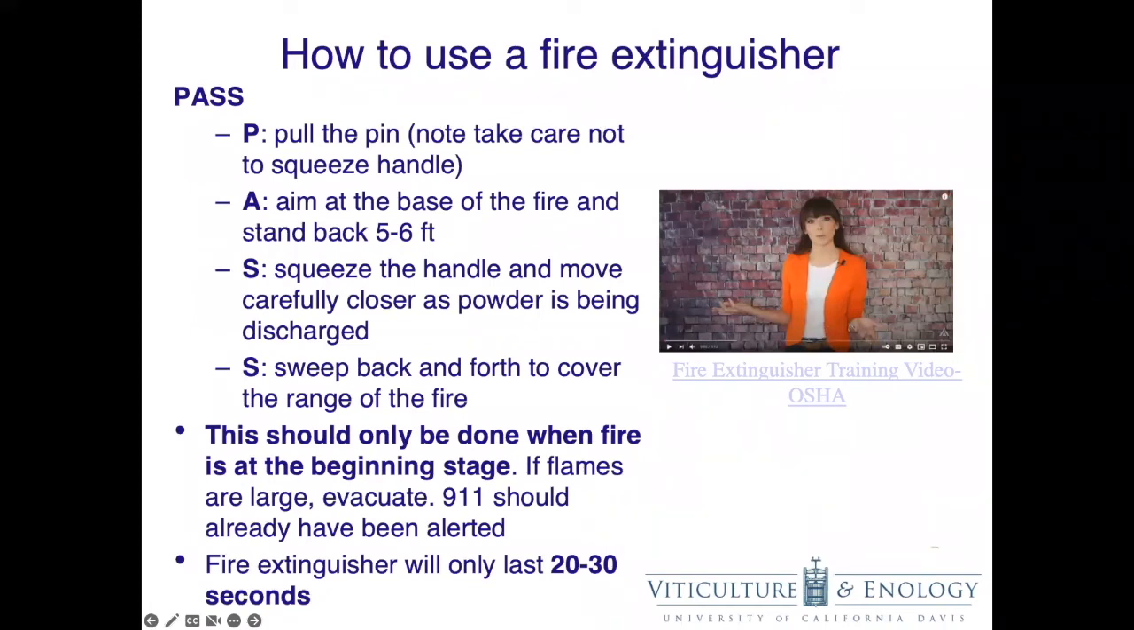So how to use a fire extinguisher? The acronym PASS can be used to remember how to use a fire extinguisher properly. Pull the pin, aim at the base of the fire, and stand back 5 to 6 feet. Squeeze the handle and move carefully closer as the powder is being discharged. Sweep back and forth to cover the range of the fire. This should only be done when the fire is at the beginning stage. If flames are large, evacuate and call 911. 911 should have already been alerted once the fire started. Fire extinguishers only last 20 to 30 seconds.